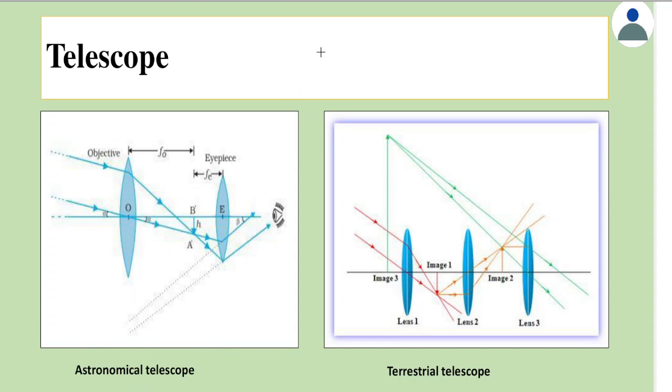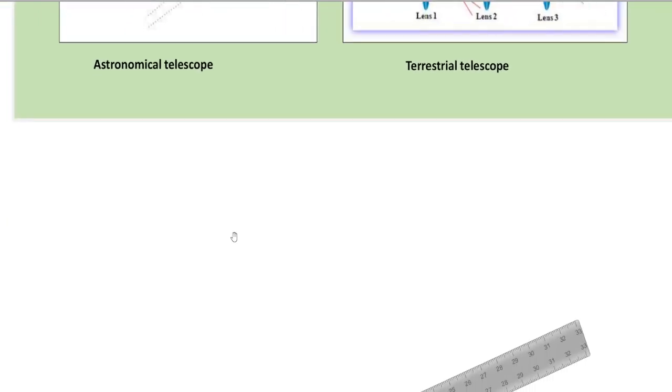Also recall that since we are using two lenses here, the magnification is equal to the product of each magnification. Suppose if the magnification of objective is m0 and the magnification of eyepiece is me, in that case the total magnification is given as m0 into me. So let's draw a diagram for the telescope to understand how it works.